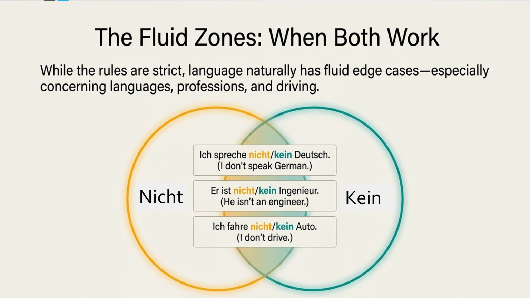With some specific phrases, you can actually use either kein or nicht. Here are some examples. Ich spreche kein Deutsch or ich spreche nicht Deutsch. It means I don't speak German. Er ist nicht Ingenieur or er ist kein Ingenieur, which means he isn't an engineer. Ich fahre nicht Auto or ich fahre kein Auto. It means I don't drive.